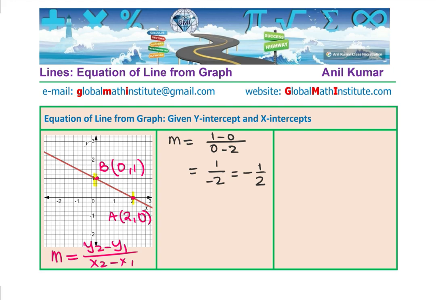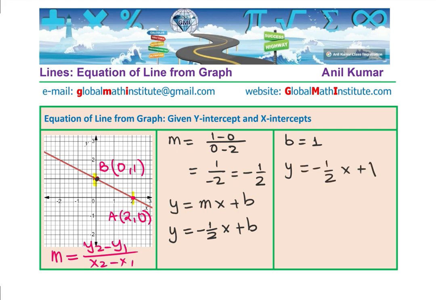So once you know the slope, you can write the equation in the form y equals mx plus b. So here m is minus half. So I'm going to write this as y equals minus half x plus b. Now what is b? The y-intercept. We can see the y-intercept b is 1. And therefore, the equation becomes y equals minus half x plus 1. Is that clear to you? So that is how we are going to find the equation of a line if intercepts are given to us. So I hope it is absolutely clear, right?